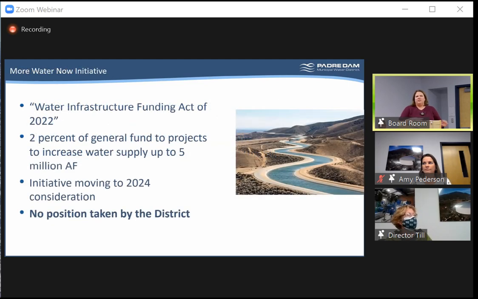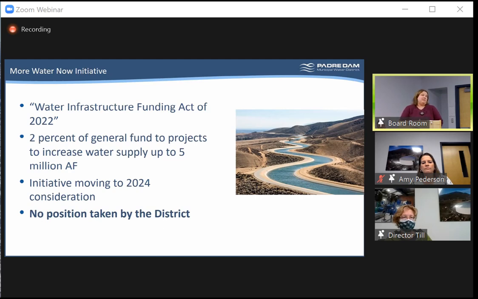So two other initiatives or topics to mention real briefly. One is the More Water Now initiative. This was brought up at a prior meeting and asked to bring back an update on what the district had done. So this was titled the Water Infrastructure Funding Act of 2022. And the desire here was to take 2% of the state's general fund and put it towards projects to increase water supply up to 5 million acre feet throughout the state of California.